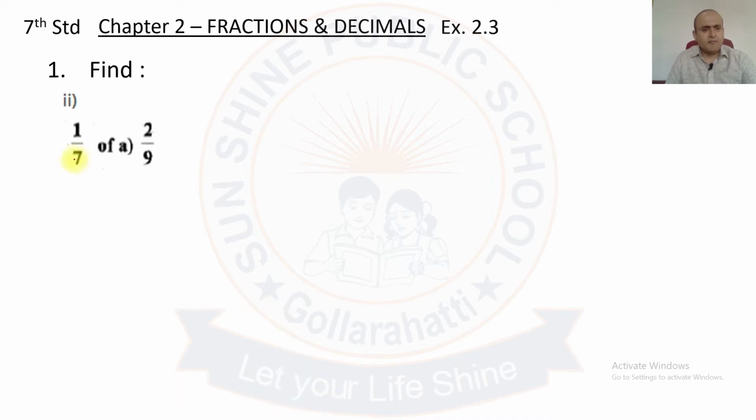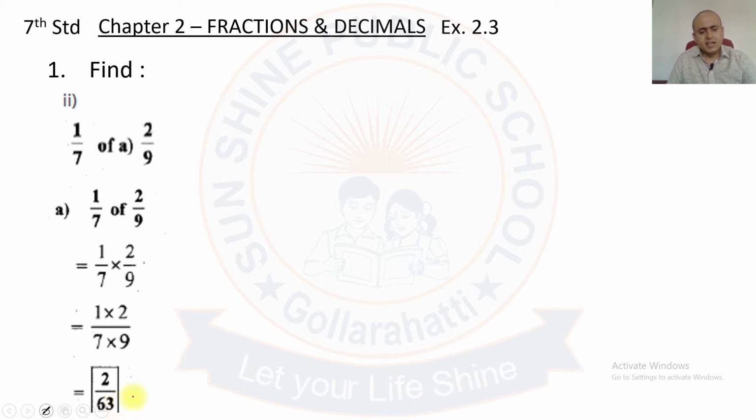Next question, find 1 by 7 of 2 by 9. That is nothing but we should multiply 1 by 7 into 2 by 9. If you multiply 1 by 7 into 2 by 9, you will get the solution for this question. Now we can multiply numerator by numerator and denominator by denominator. That is 2 1s are 2 and 7 9s are 63. Therefore 2 by 63. It is a proper fraction. Therefore we can leave it as it is and this will be the answer.